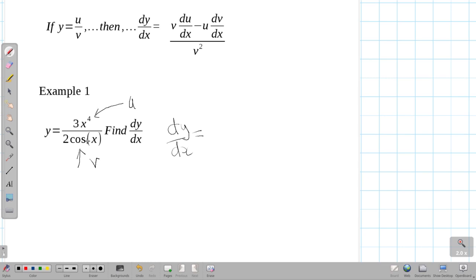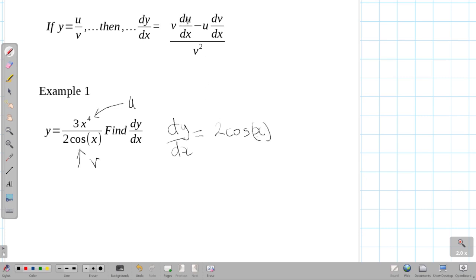We're doing a divide, so we're using the quotient rule. So it says that v comes as it is, nothing done to it. There's no d in front of it, dx underneath it, so it's just as it comes. So it's purely 2 cosine x.